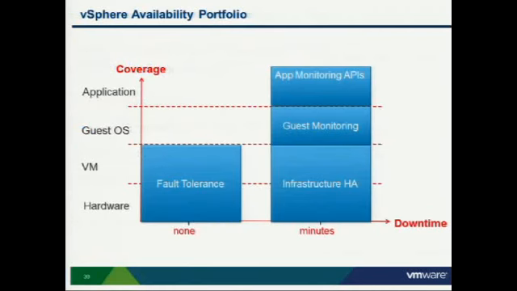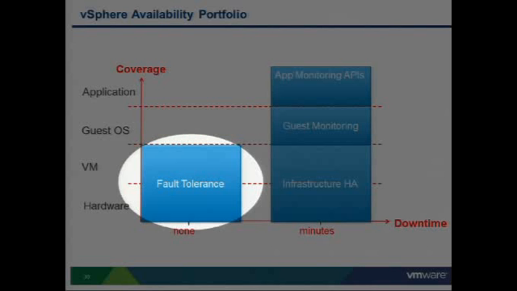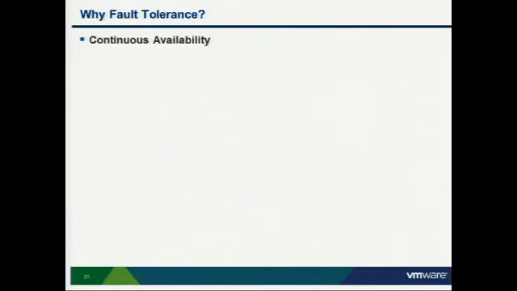Okay, so this is the portfolio of products that Keith was mentioning to you earlier in the talk, and fault tolerance plays a special, important role in this portfolio, and the reason is because it's the only product that really gives you continuous availability. And what I mean by that are two specific things. One is zero downtime, second, zero data loss.